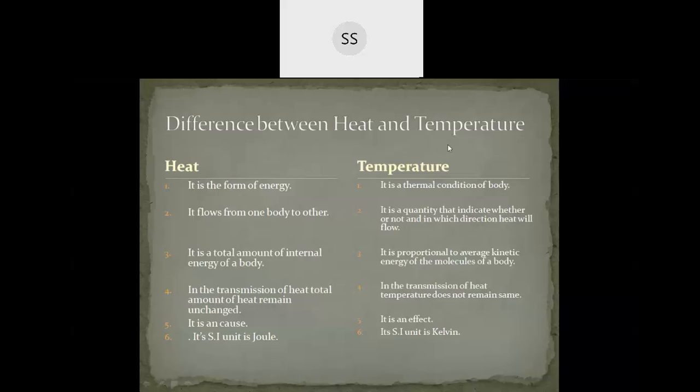And the fifth difference is heat is the cause and temperature is the effect of heat. Last property, the SI unit of heat is joule and the SI unit of temperature is Kelvin.